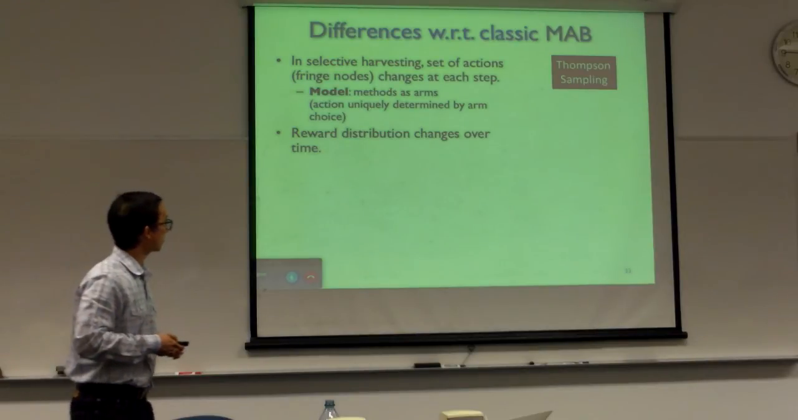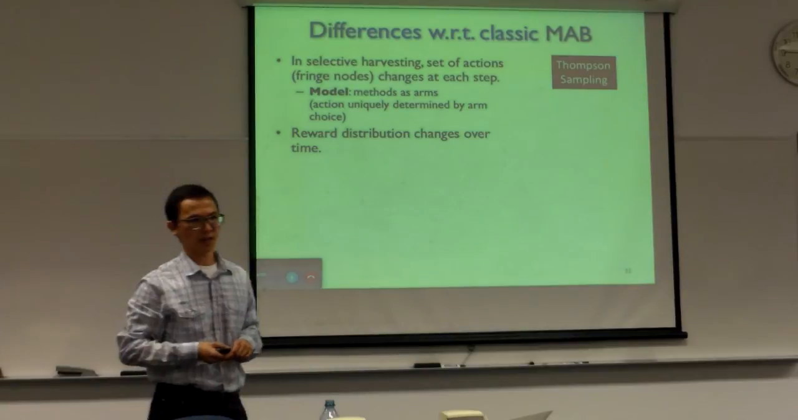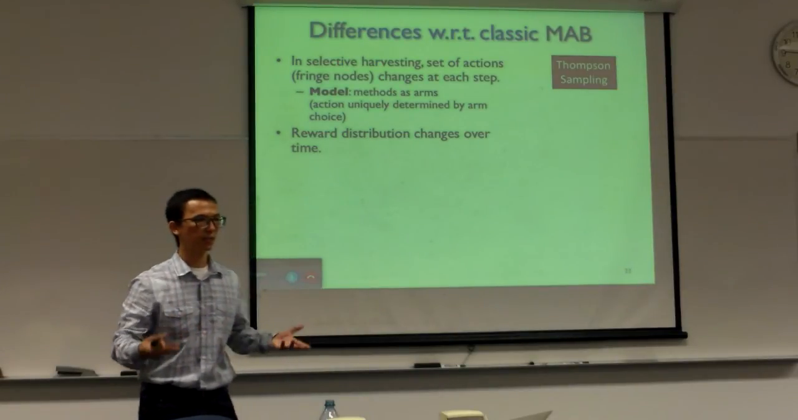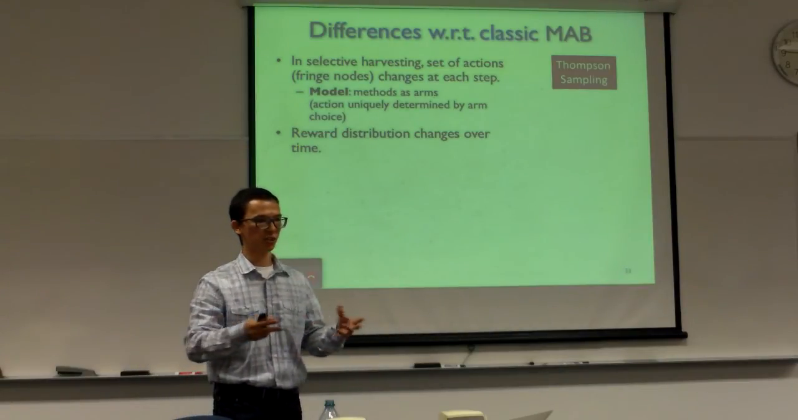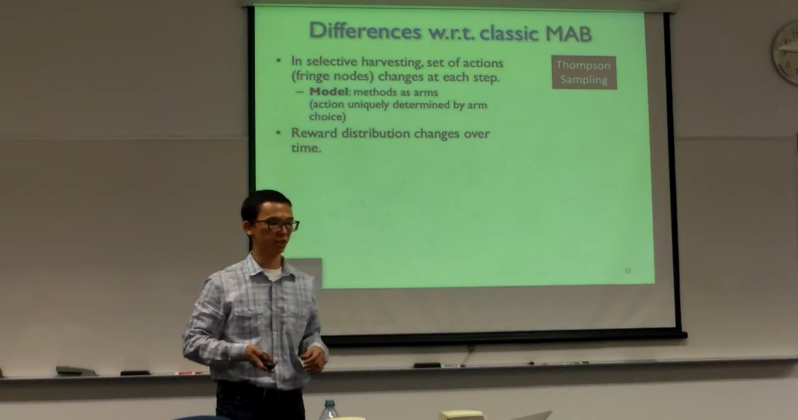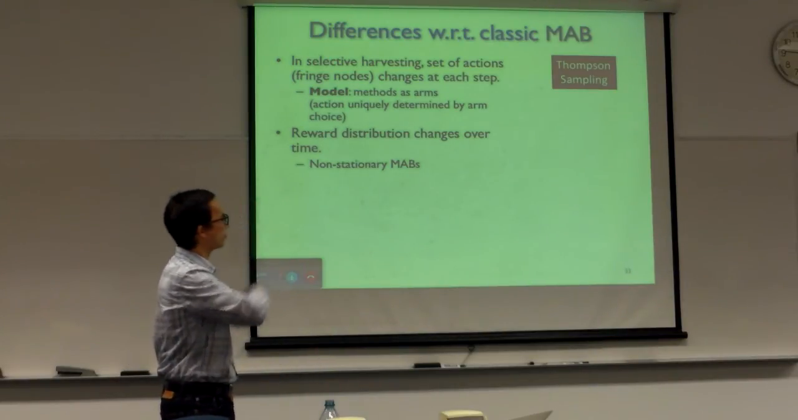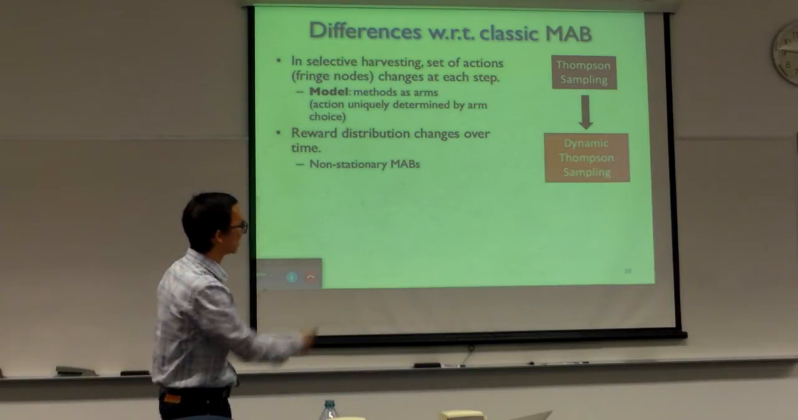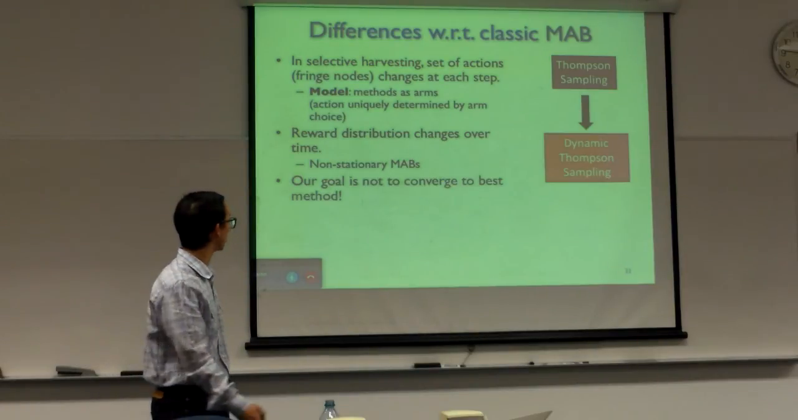But there is another difference, which is that the reward distribution is changing over time. And that's for two reasons. One, we are updating the model parameters. And two, the set of fringe nodes is changing. So the set of possible rewards is changing. So again, one could say then you have a multi-armed bandit with non-stationary reward distributions, in which case you could use, let's say, dynamic Thompson sampling, which is based on the same ideas as Thompson sampling.